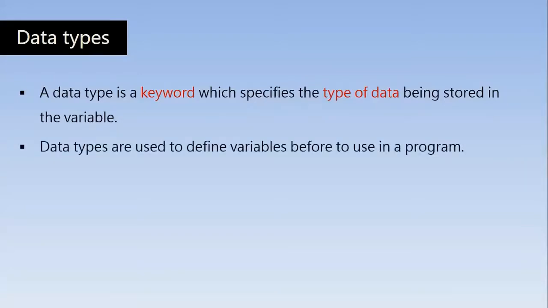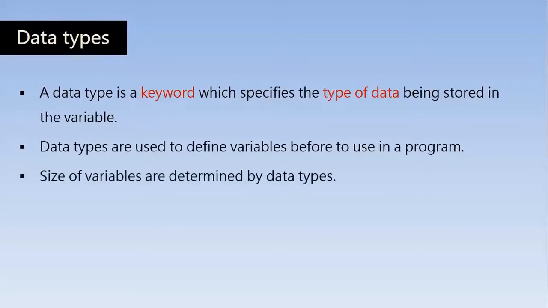Data types are used to define variables before use in a program. So before writing the further program, in the declaration section we have to declare the variables with the data types. So the compiler will recognize the type of variables and the number of variables before it executes the further program, right? So size of variables are determined by data types.